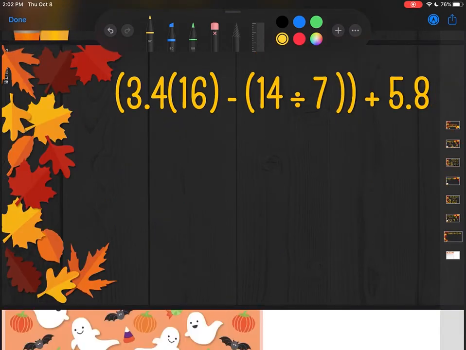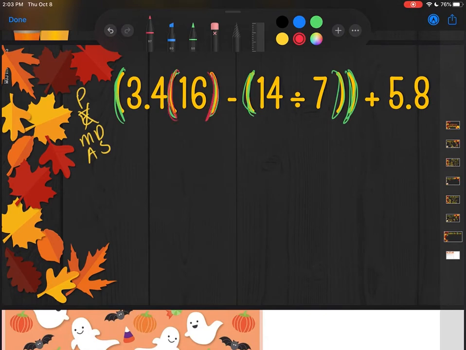All right. Let's look at our next one, our final one before we look at our assignment for today. So we've got nested parentheses here. We have a lot of work, it looks like. So I've got 3.4 times 16 minus 14 divided by 7 plus 5.8. So remember PEMDAS, parentheses. Don't worry about exponents. Multiply and divide from left to right, then add and subtract from left to right. Okay, so I've got lots of parentheses. I've got these overall parentheses, right? And inside there, I've got these parentheses and these parentheses.